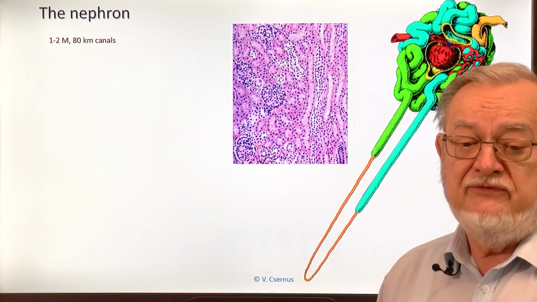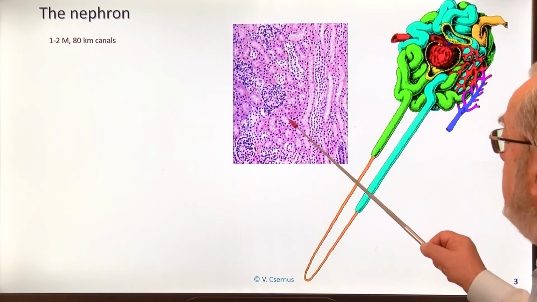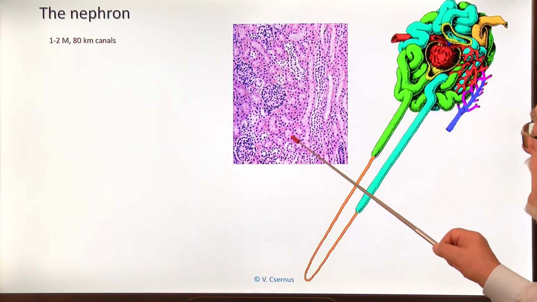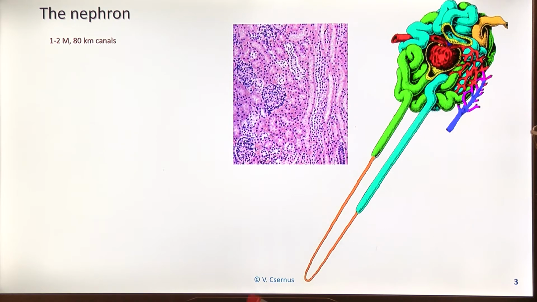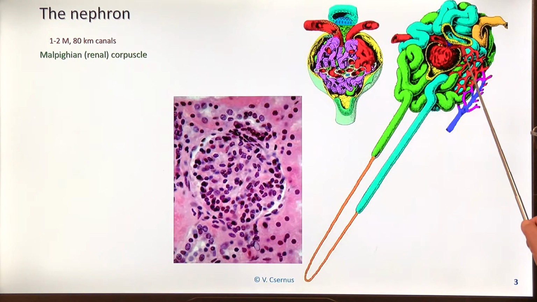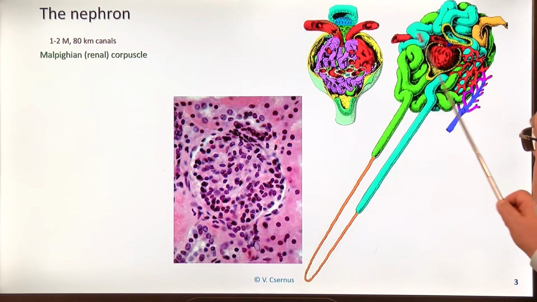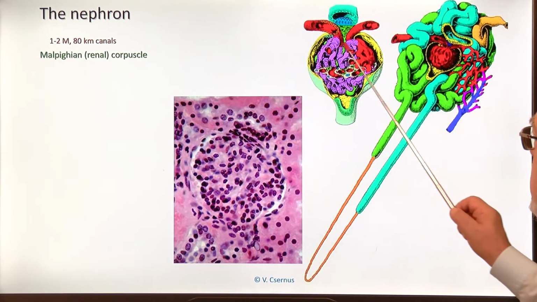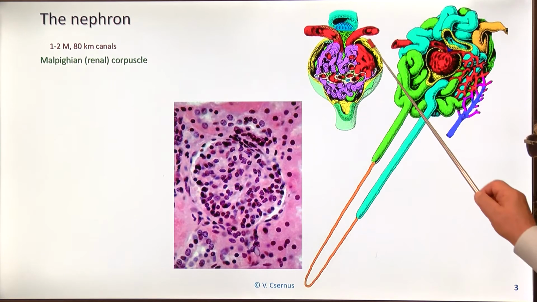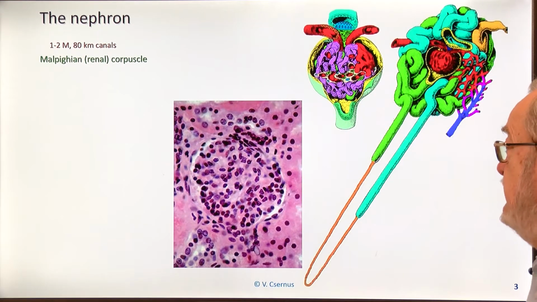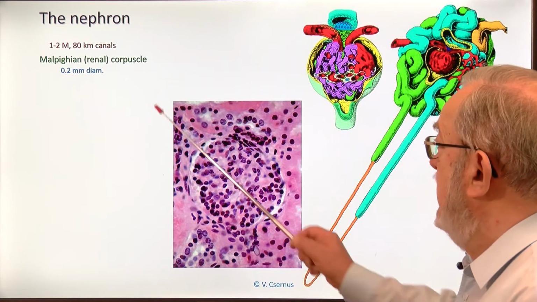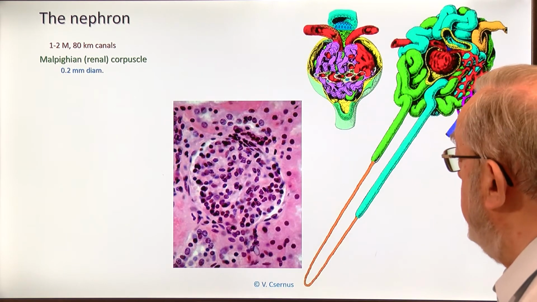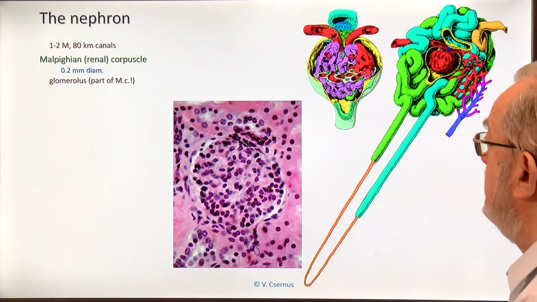However, you have to know the nephron in detail, and you have to identify which part of a nephron is this, this, and this. Now let's see what the nephron consists of. The central component of the nephron is the so-called Malpighian or renal corpuscle. This is a round structure, and the primary function is to make the filtrate. This is about 0.2 millimeter in diameter, just at the borderline of visibility.